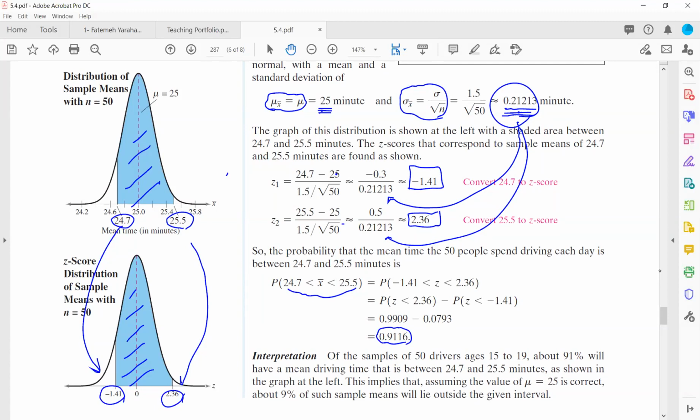Of the samples of 50 drivers, ages 15 to 19, about 91% will have a mean driving time that is between 24.7 and 25.5 minutes.